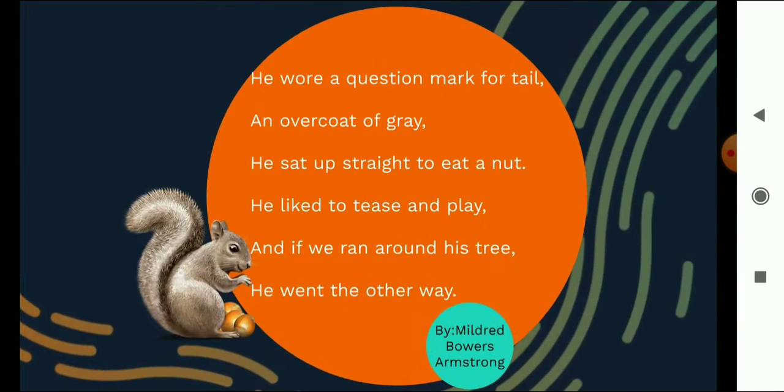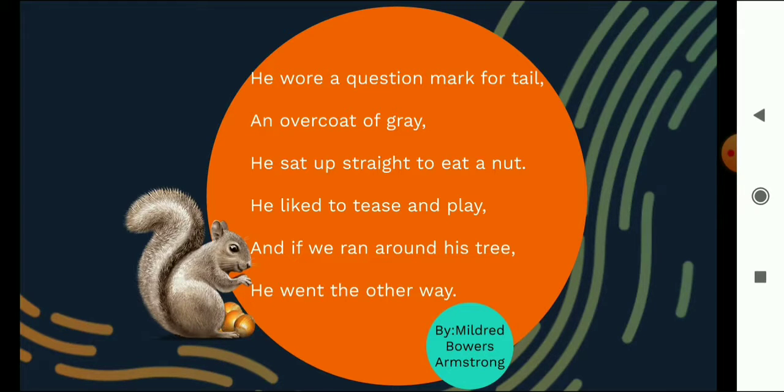This is the poem, and if you can see, there are only 6 lines in this poem. It's a very short poem, but it's very fun to read. You can do one thing: you can pause the video right here and read it for yourself, or you can read it with me as I read. Okay, I'm going to read the poem now.